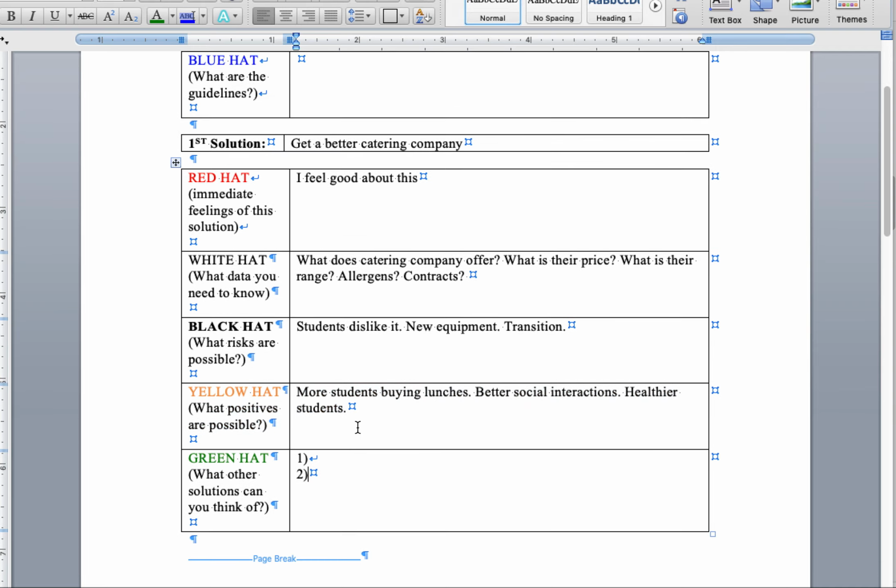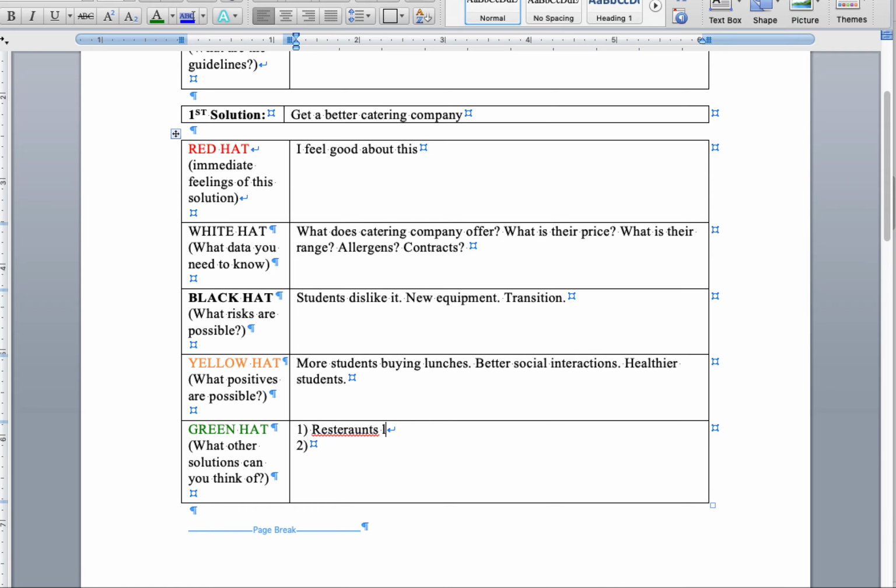We could potentially have restaurants rent space in the cafeteria. We can do that. I completely butchered that word. Restaurants. That's a second idea there we have. What about a third idea? I don't know. We can go entirely vegan. Why don't we go that?